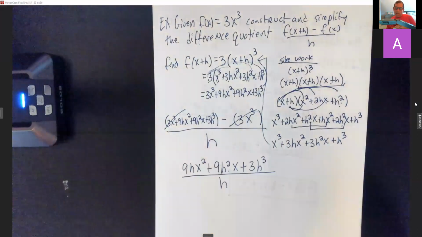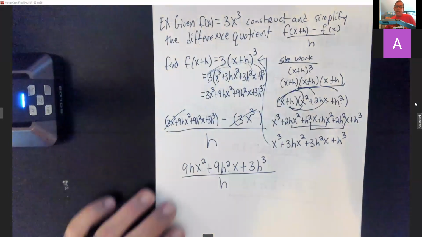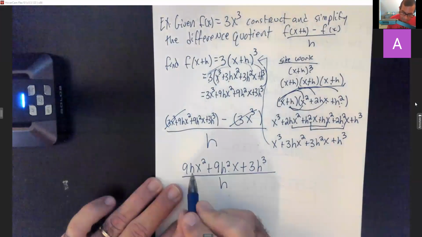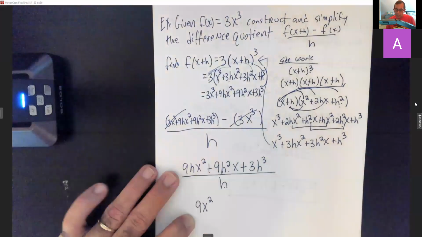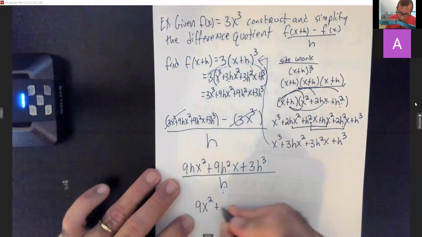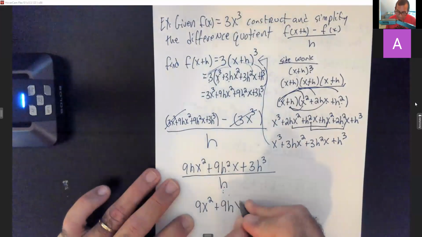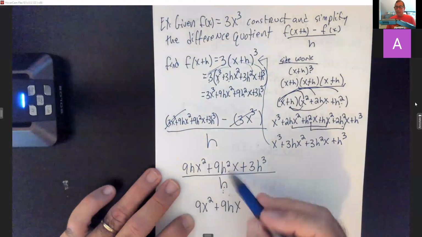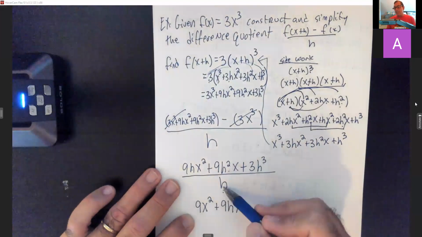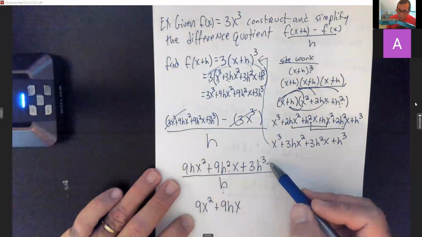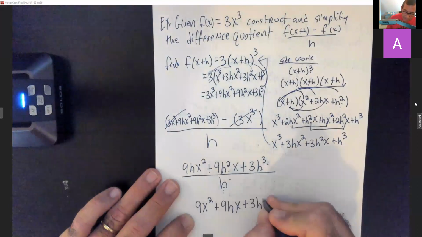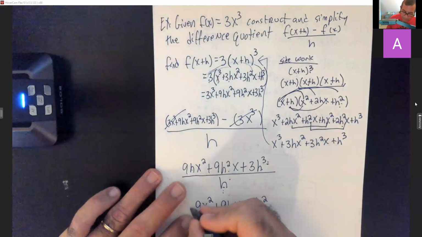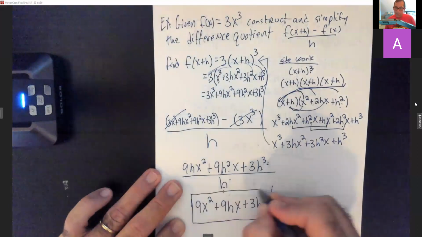So you've got 3 parts on the top. All of them have an h. We now have to divide everybody by 1h. So this 1h cancels, and I'm left with a 9x squared. The 1h in the middle cancels, leaving me with a positive 9hx. So cancel one of those h's. And then here you had 3h to the third. 3 minus 1 will leave you 2 h's, so that'll be a 3h to the second. And then we'd be done.